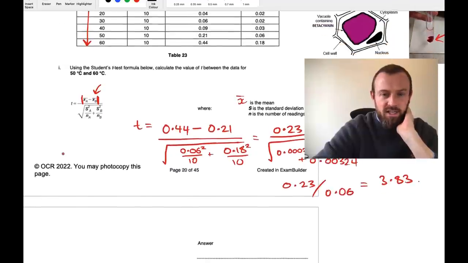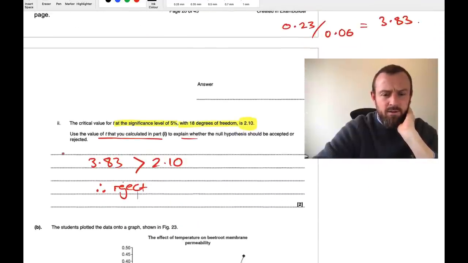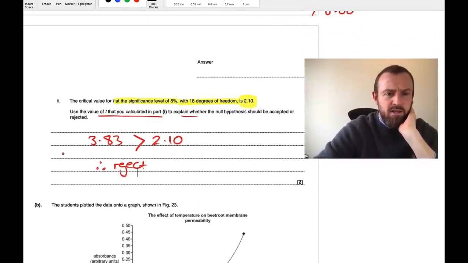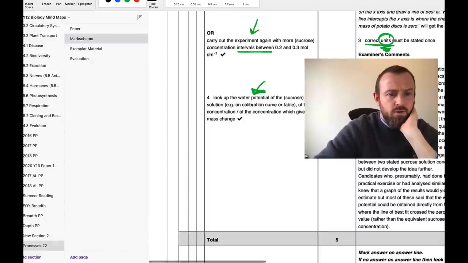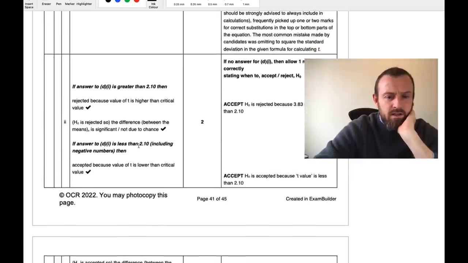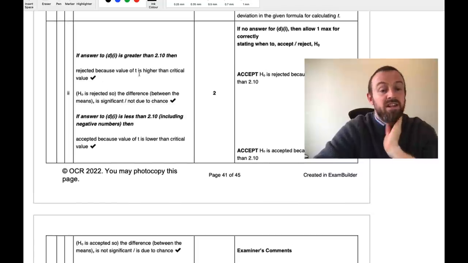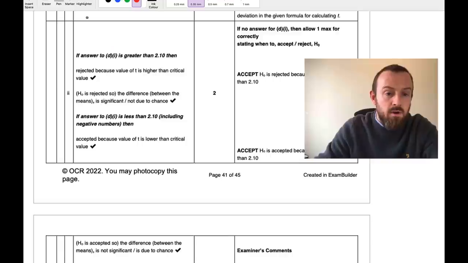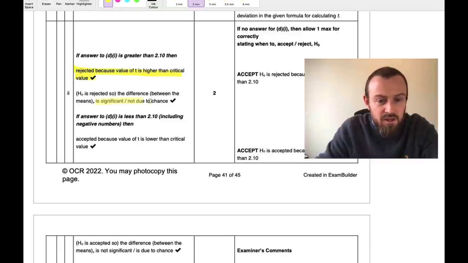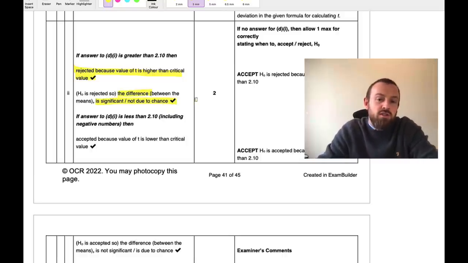It's somewhat weird to use the t-test on this sort of data, but yeah, you could, and there's definitely a difference. Let's look at the mark scheme in case you're uncertain about the wording of that. Here it is. Reject because the value of t is higher than the critical value. That's the first mark. And the second mark is this: it's significant and not due to chance. The difference is significant and not due to chance. So that would be a perfect answer.